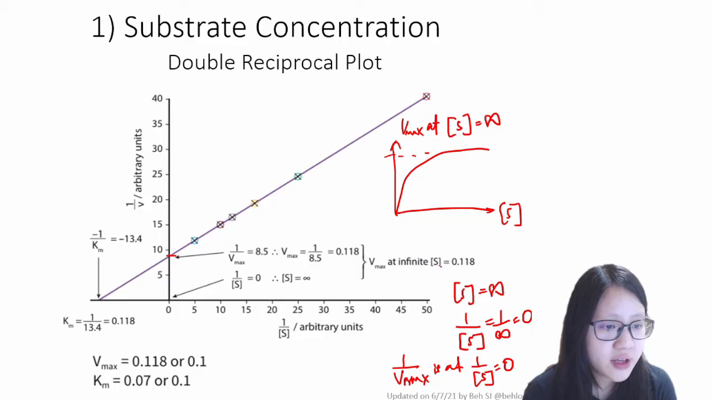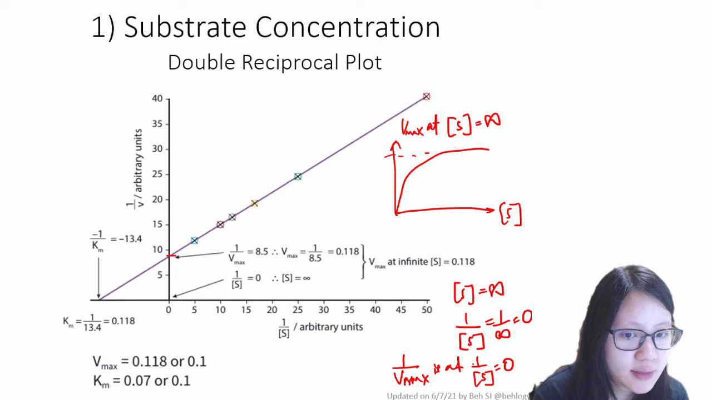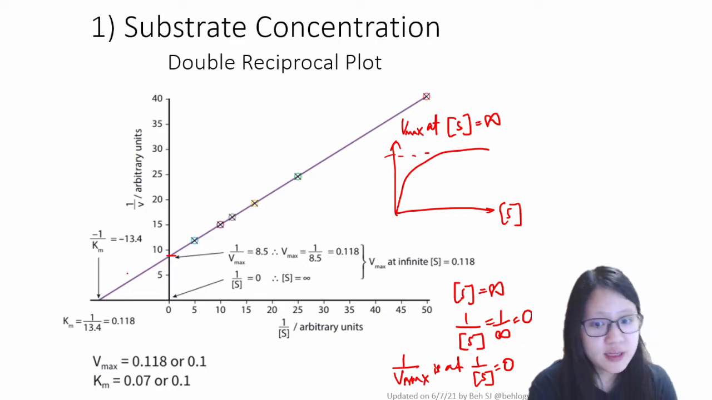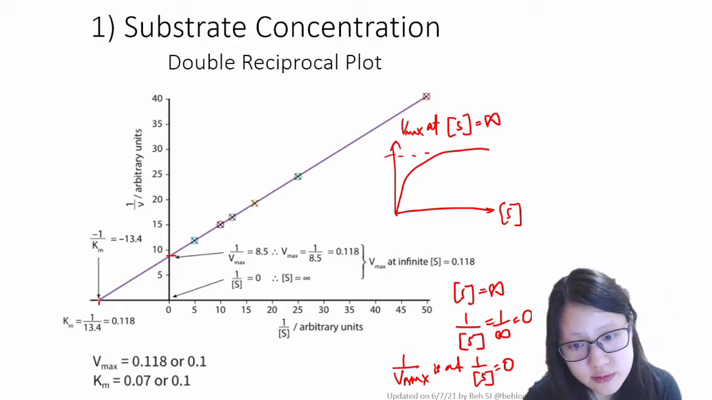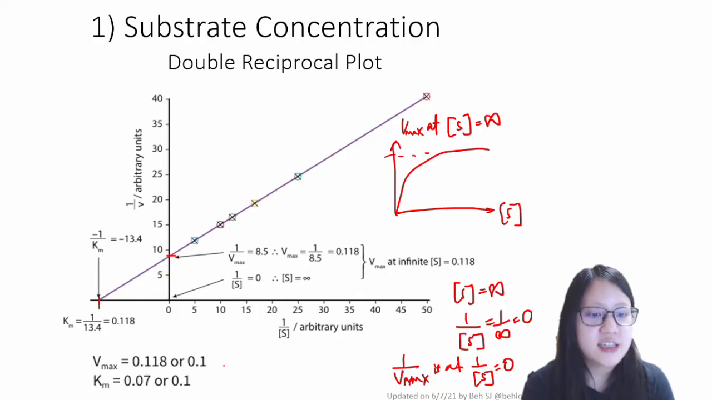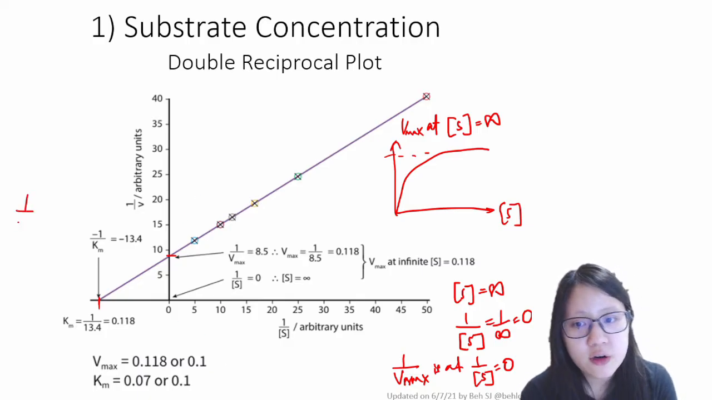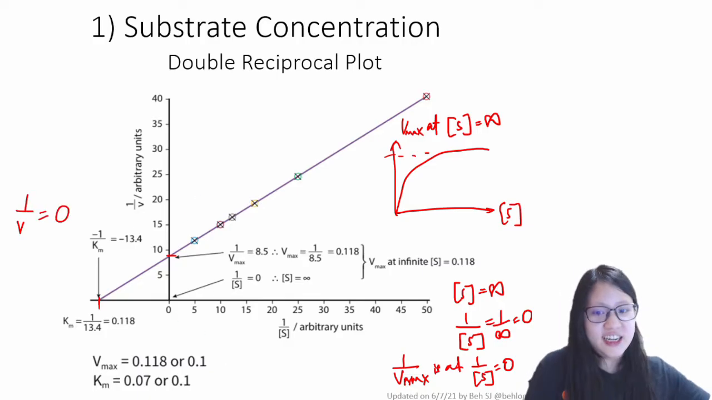Vmax at infinite substrate concentration is 0.118. Now, how do we get Km? Km is here, at 1 over V equals 0. There is a reason why, but I don't want to explain it.